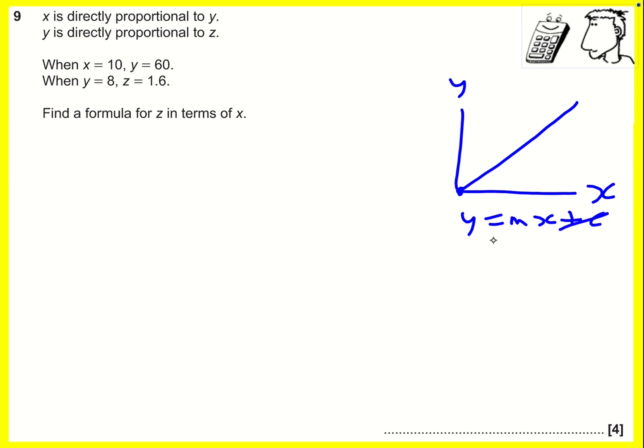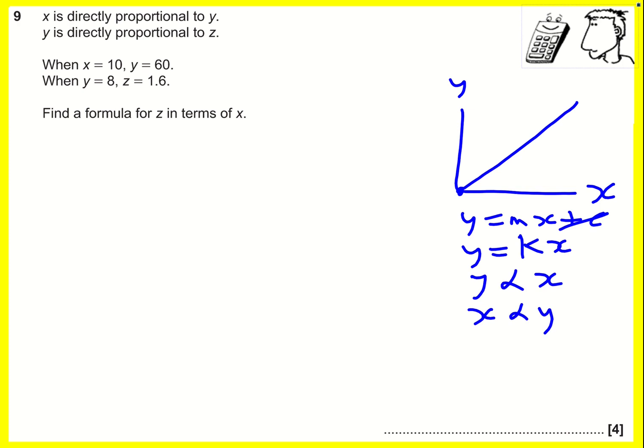so you just get y is equal to mx, and you rewrite that as y equals kx typically, where k is called your constant of proportionality, but it is essentially the gradient. So that's something to just be aware of. And we write y is proportional to x. We could write x is proportional to y instead.